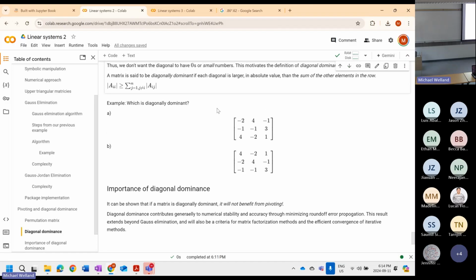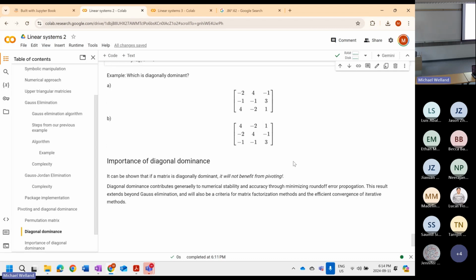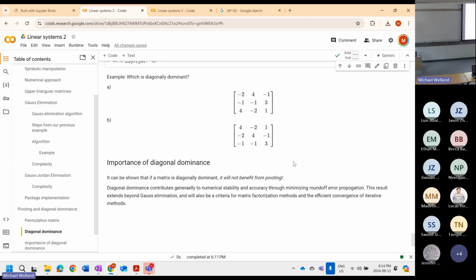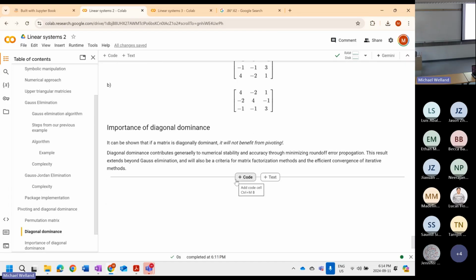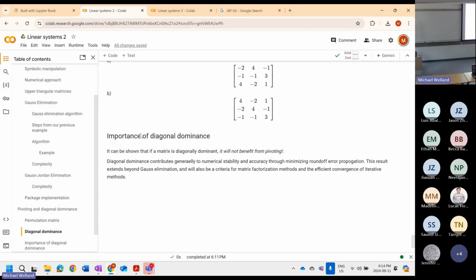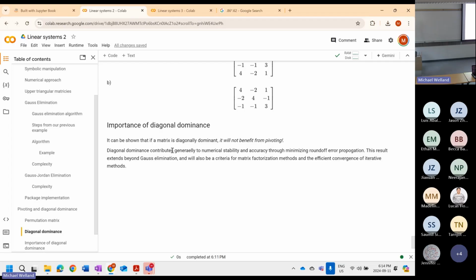Pop quiz, which one's diagonally dominant? Is this one diagonally dominant? No. Is this one diagonally dominant? Yes, right? The 4 kind of gives it away. There is also row dominant, or sorry, column dominant, but we're not going to get to that one. Okay. It can be shown that if a matrix is diagonally dominant, it will not benefit from pivoting, which is super nice because now we have a relatively cheap operation, right? And we can say whether or not we should pivot.